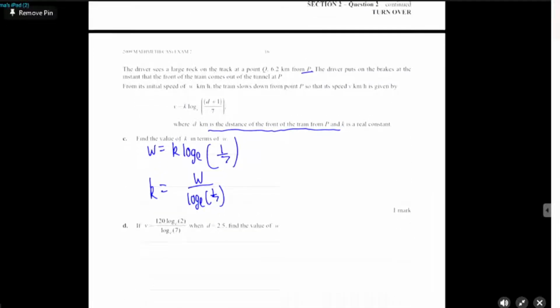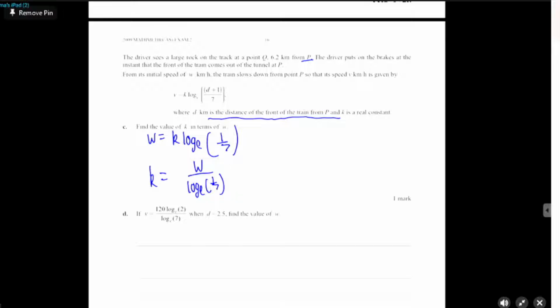Then when you solve for this, you know that 120 log e of 2 divided by log e of 7 is equal to K times log e of 3.5 over 7.